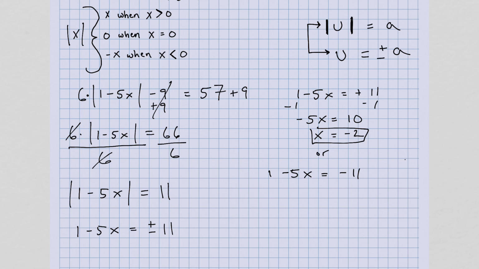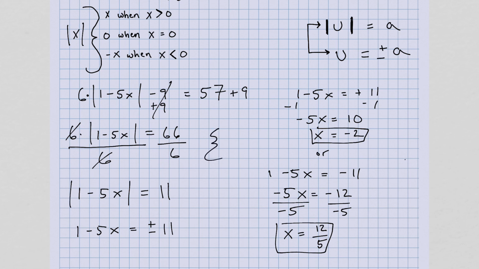Once again, we're going to subtract 1 from both sides for the second equation. Now we have negative 5x equals negative 11 minus 1, which gives us negative 12. To get x by itself, we divide both sides by negative 5, so we get x equals 12 over 5, because the negative signs cancel out. So our solution set for this problem is negative 2 and 12 over 5.